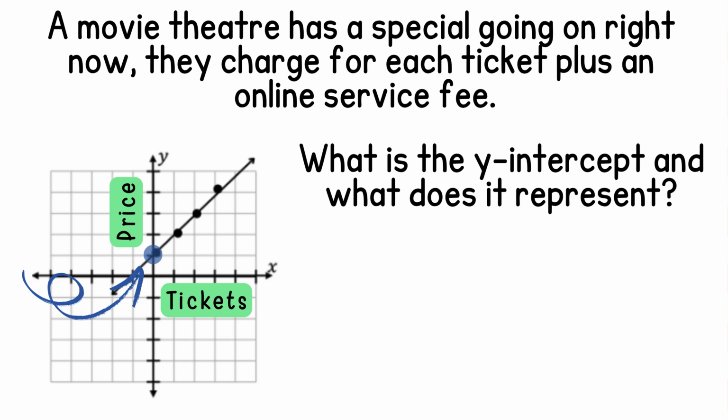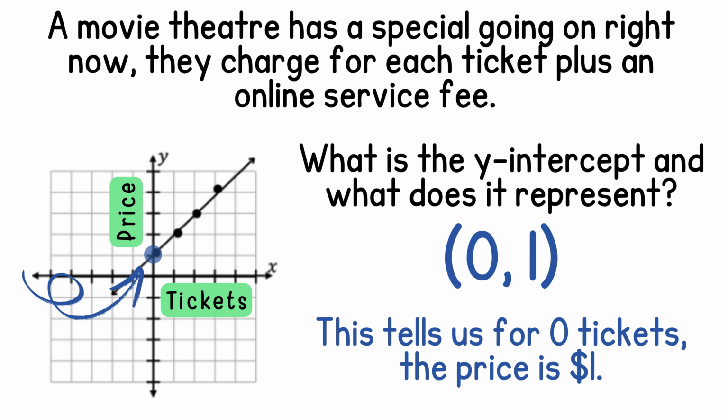We can see the y-intercept right here at (0, 1). Since our y-intercept happens at (0, 1), that says that our x value would be 0, so we'll have 0 tickets, and our price is 1. So this tells us that for 0 tickets, the price will be $1.